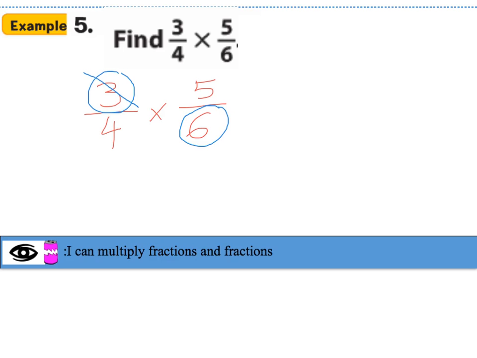Well, yes it can. 3 can go into 3 once. Then I'm going to ask myself again, can 3 go into 6? Yes it can. 3 can go into 6 twice. Now I can't do that same exact thing with the 4 and the 5, so what I can do now is I can just go ahead and multiply straight across. So as my numerators, 1 times 5 gives me 5, and my denominator is 4 times 2, which gives me 8. And I can't reduce 5/8, so that would be my final answer.